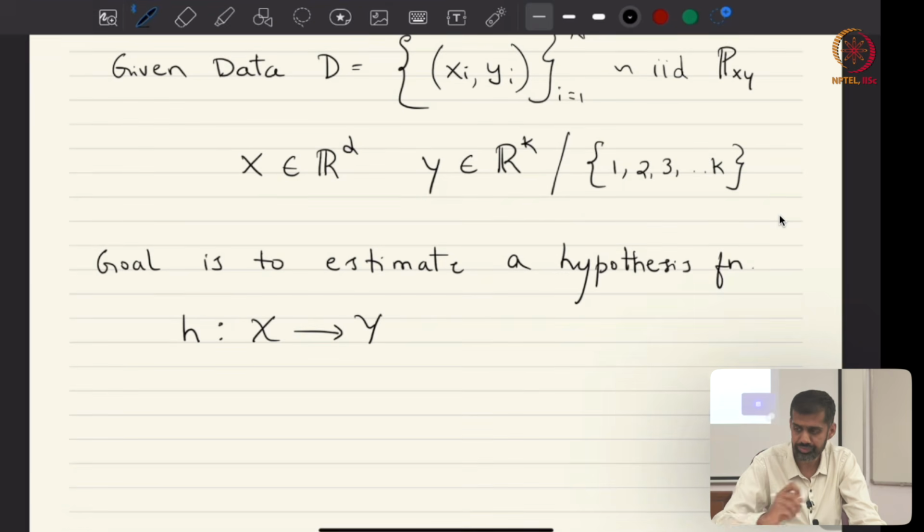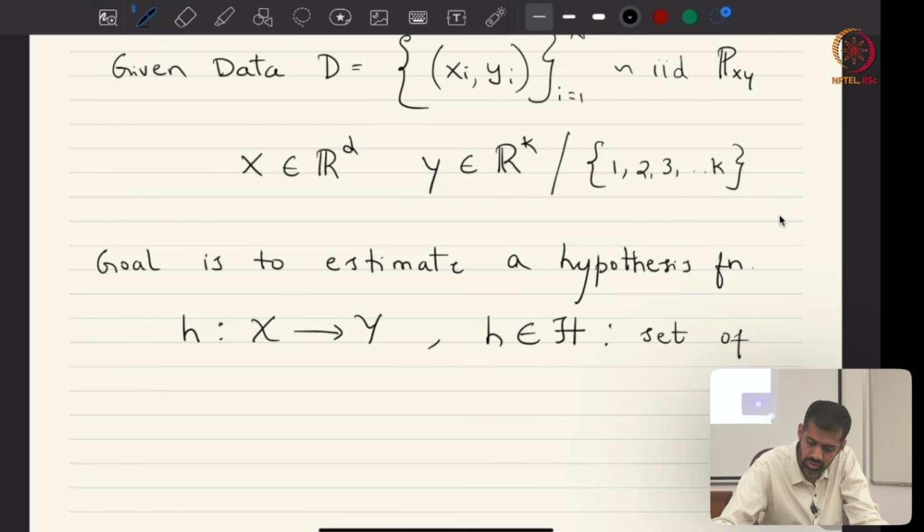Now, the goal is to estimate a hypothesis function. So, this h belongs to a hypothesis set. There can exist infinite functions, right. So, this is the set of all functions from x to y.